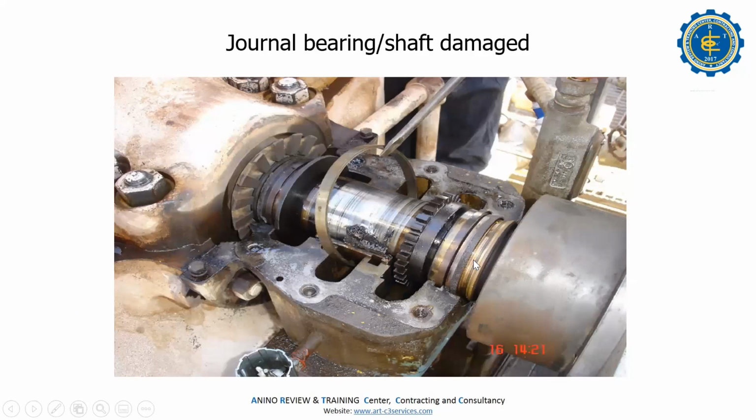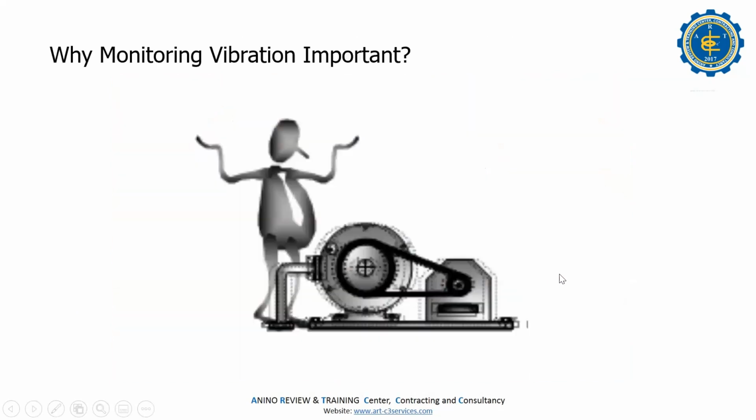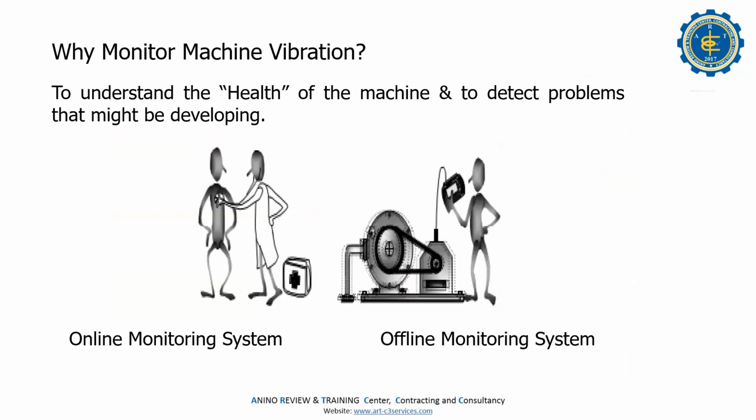So we have also the damage of the journal bearing shaft. So why is monitoring vibration important? Why monitor machine vibration? It is to understand the health of the machine and to detect problems that might develop. That's the main purpose of monitoring the machine.